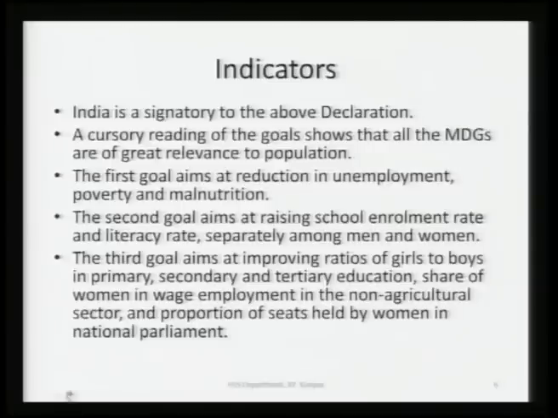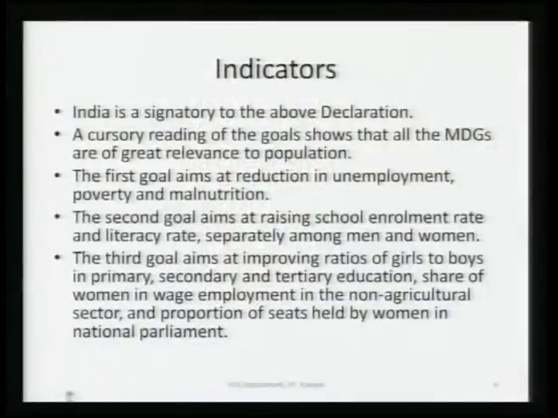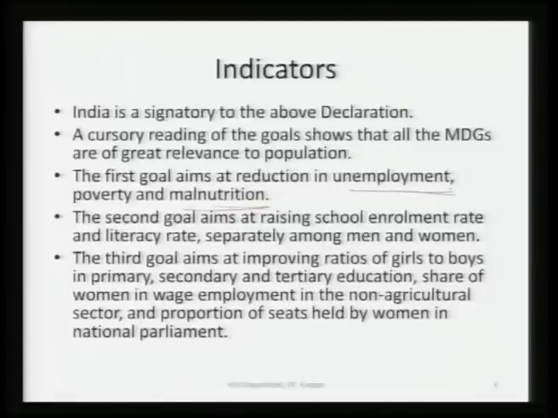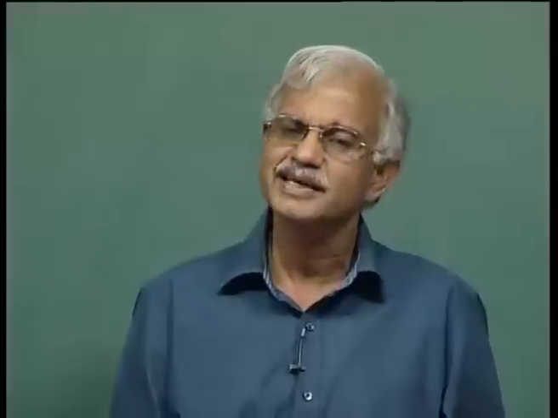The first goal aims at reduction in unemployment, poverty and malnutrition. So, in terms of indicators, the first goal was removal of or reduction in poverty and hunger. This goal contains indicators like reduction in unemployment, poverty, meaning the headcount ratio of poverty, or what we call the level of poverty or extent of poverty or poverty ratio, and malnutrition. You will wonder why malnutrition with unemployment, because goal 1 is about poverty and removal of hunger. Now, hunger does not mean only those who are so hungry that if they are not given food today, they will die. Hunger also includes malnutrition. Therefore, goal 1 has indicators of unemployment, poverty and malnutrition.